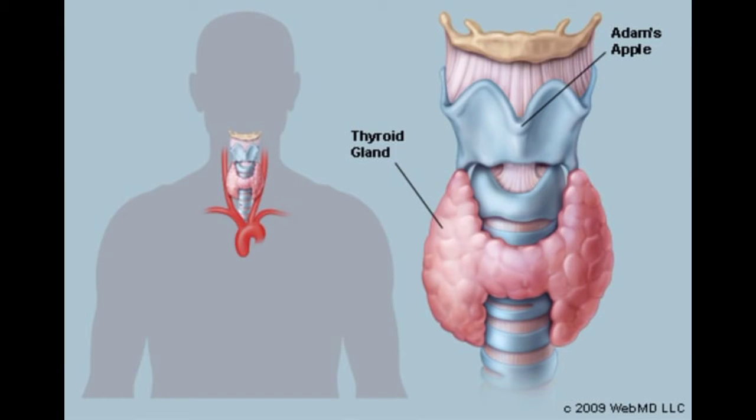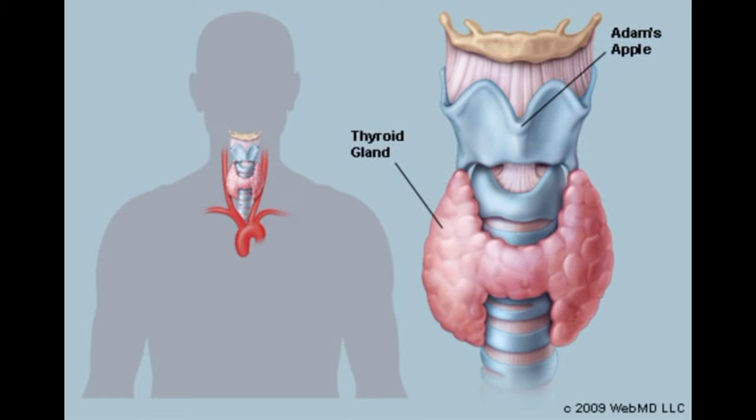Hello everyone, we were studying the chapter Control and Coordination, class 10th Biology. In the last class we discussed the hormones and glands, and today we are going to study the other glands which are present in the neck region. In the neck region we have two glands, that is thyroid and parathyroid gland.